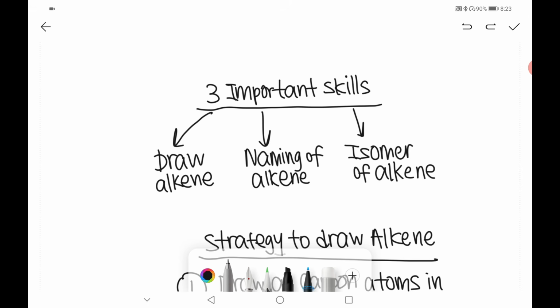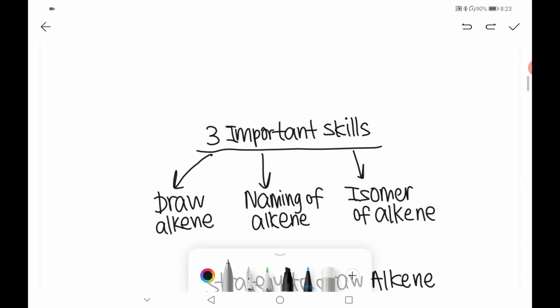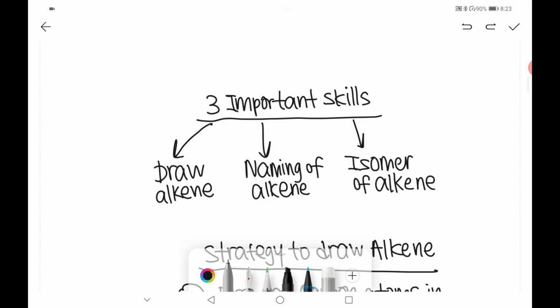In the next video, before we learn the isomers of alkene, there will be a self test. I will give you some questions on the naming of alkene, and you need to try to do them. I think that's it. This is everything that we are learning for this particular video lesson.